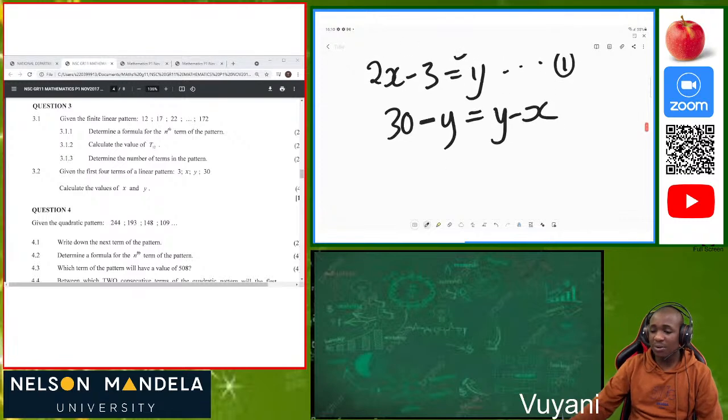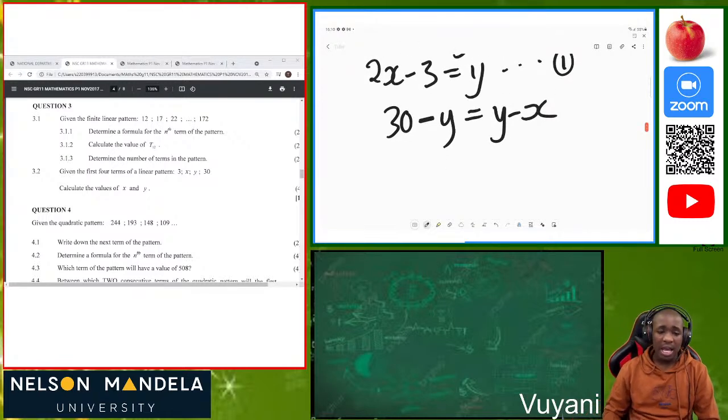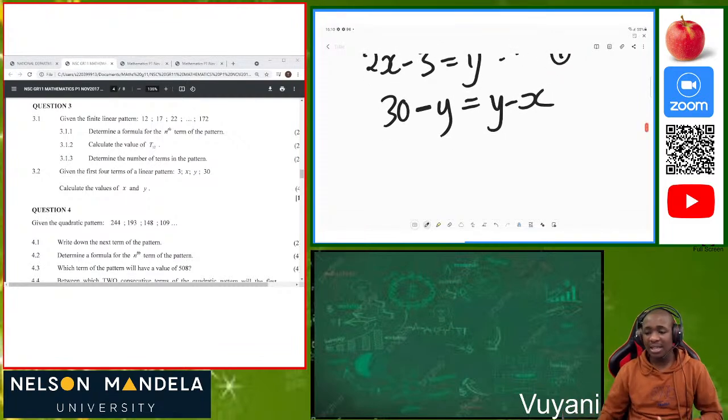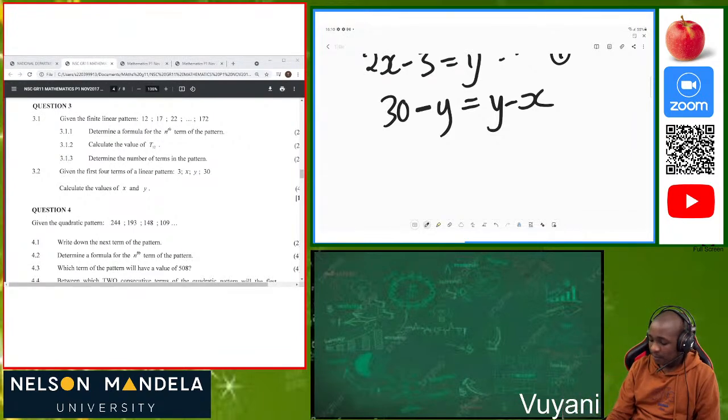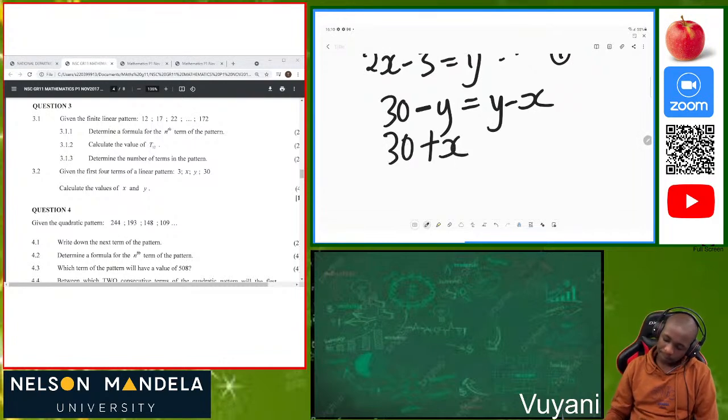So since we are dealing with algebraic letters x and y, and we are told to calculate the values of x and y, we will solve it in this way: the constant difference between term 2 and term 1 must be equal to the constant difference between term 3 and term 2. So in this instance, let's group like terms. 30 plus x is equal to y, and when you transpose that y, it's going to be 2y. Then this can be our equation 2.